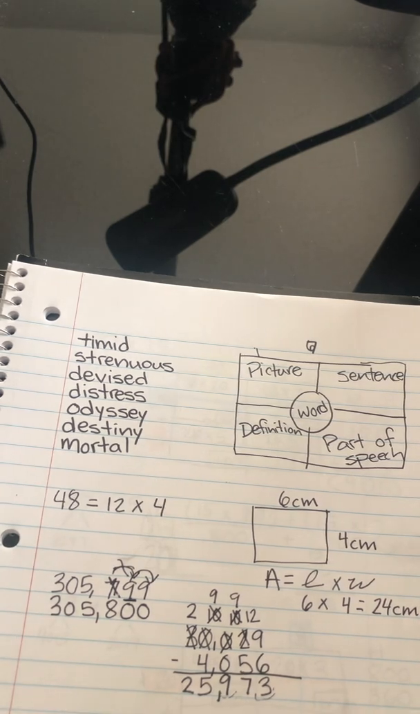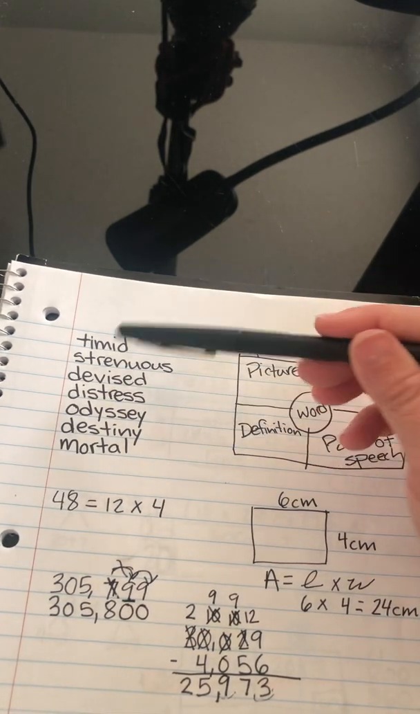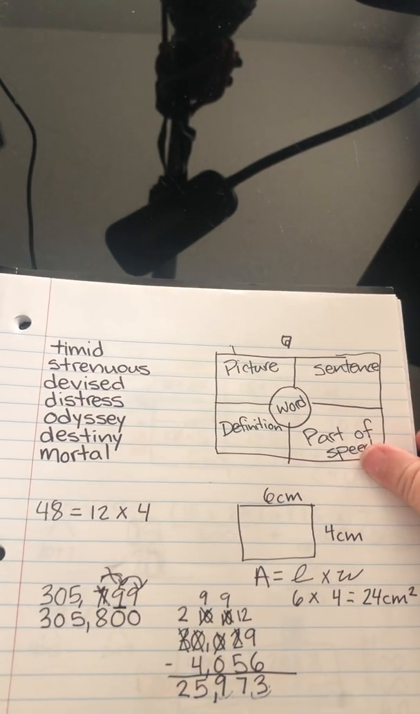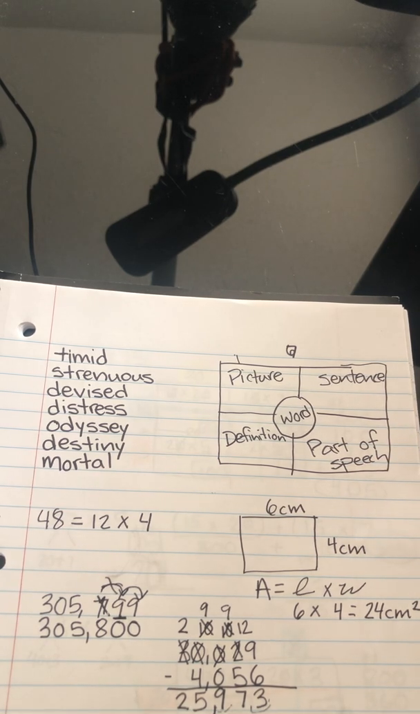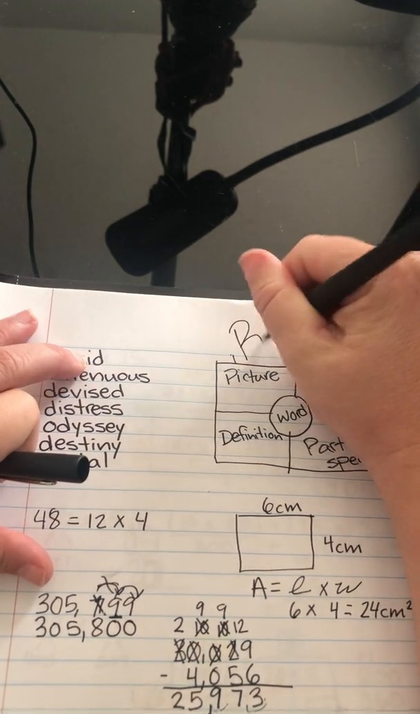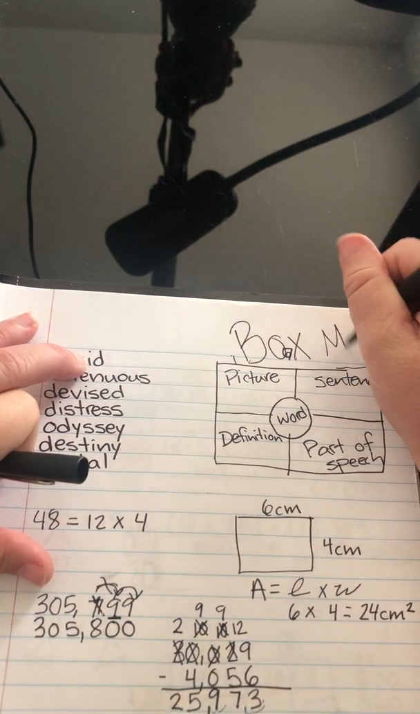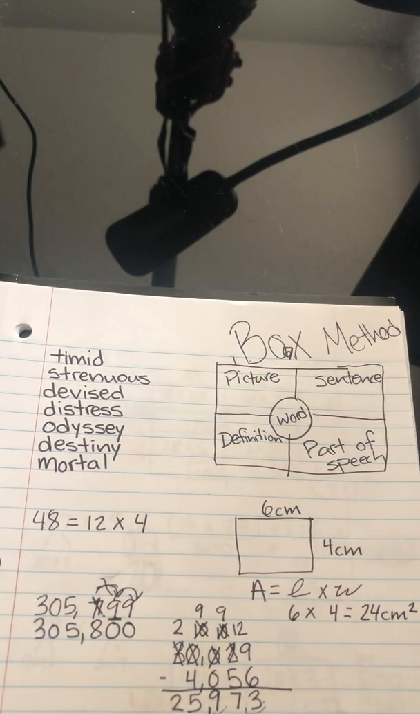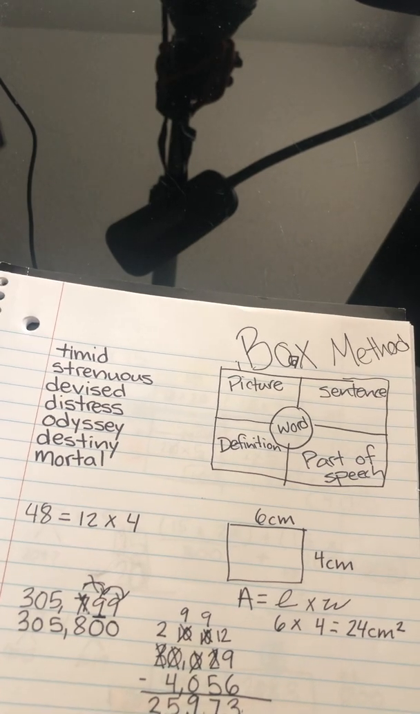All right, so this is your independent working time. You need to be working on doing all these words, 1, 2, 3, 4, 5, 6, 7 words in the box method. When you finish that, you can get your social studies out and continue working on your crossword puzzle or that math paper that they gave you yesterday.